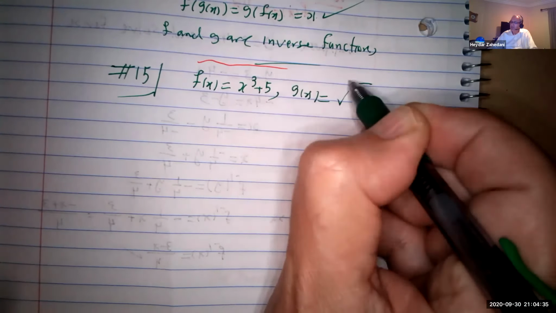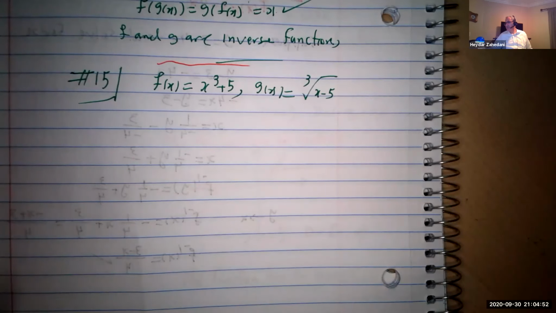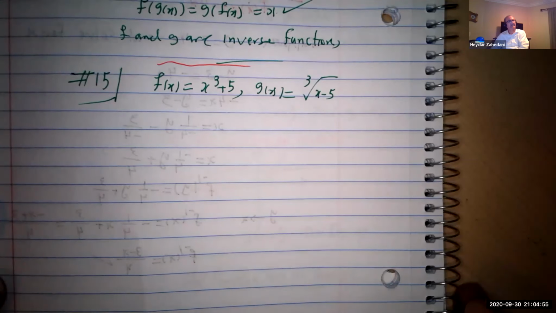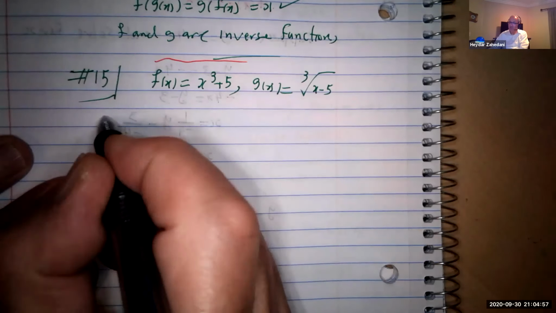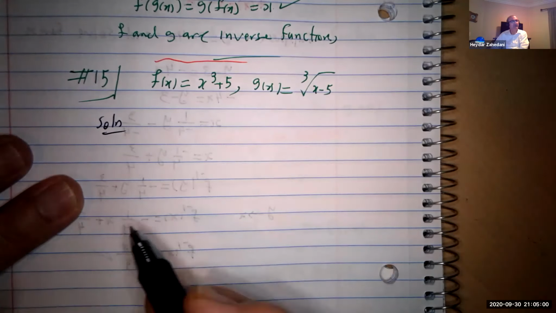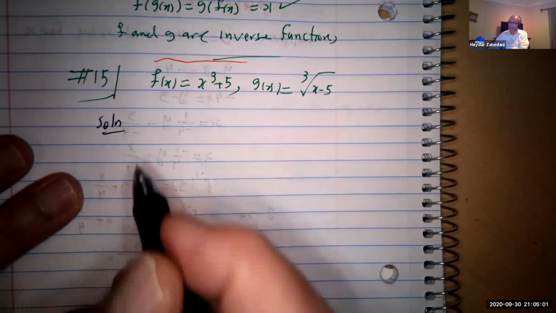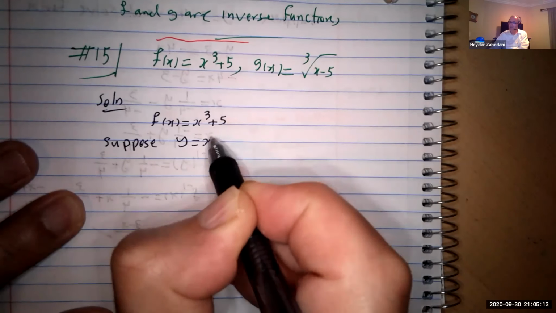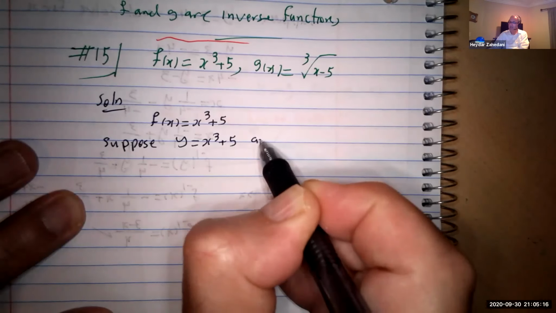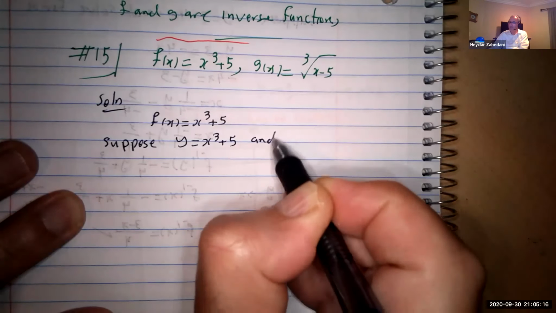That's it. You want to prove that one of them is the inverse of the other one. So you have two choices again, but I do only one: the composition function or the direct one. Okay, the direct one is easier. Okay, there you are. Solution. Take one of them. F of x equal to x cubed plus 5. Remember, call it y. Suppose y is equal to x cubed plus 5 and solve for x.